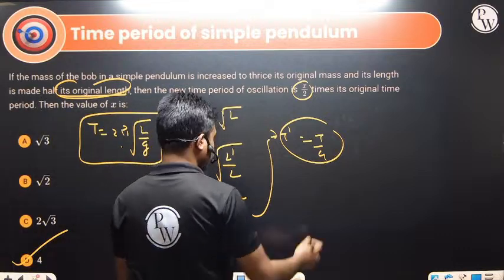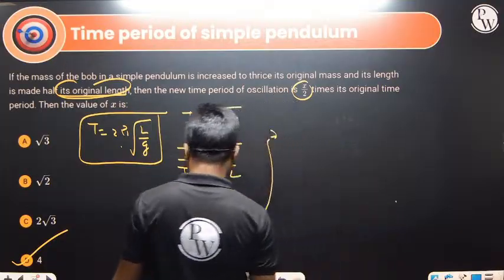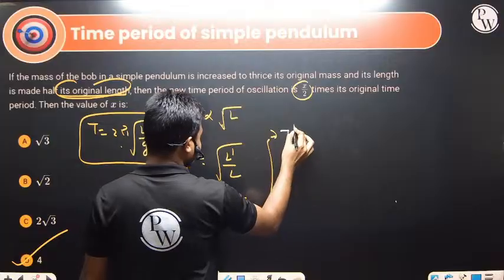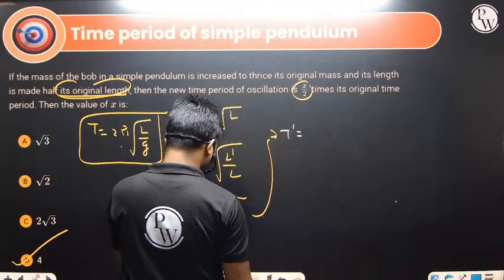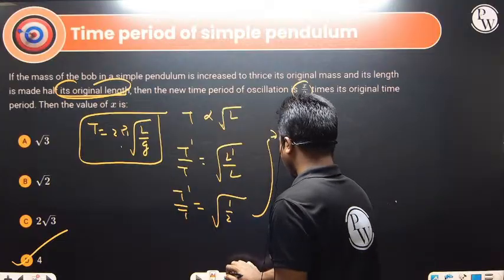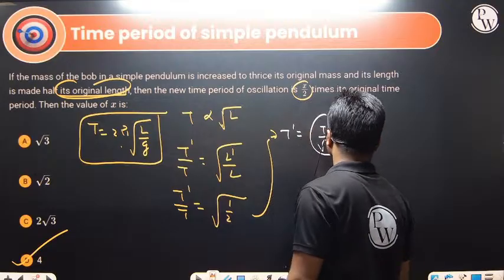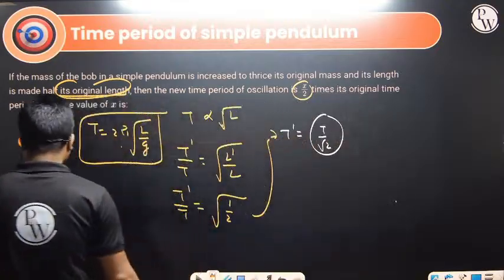Just a second. If you are getting this side, T dash by T is equal to root of 1 by 2. So what is T dash? Half of its original length, so T dash will become T by root 2. So it is x by 2 times its original time.